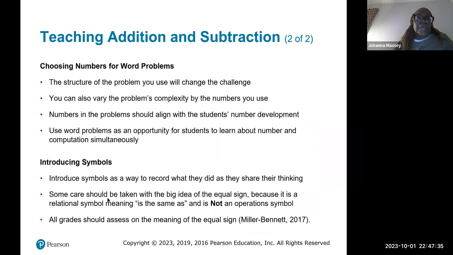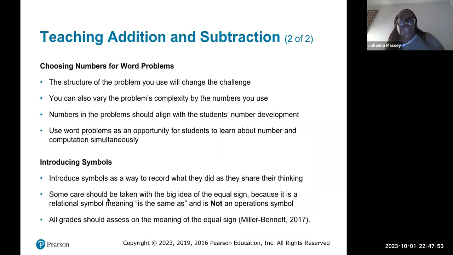Part two, choosing numbers for word problems. And here, this is the structure. The structure of the problem you use will change the challenge. You can also vary the problem complexity by the numbers. So the more difficult the numbers are, the more challenging it's going to be.